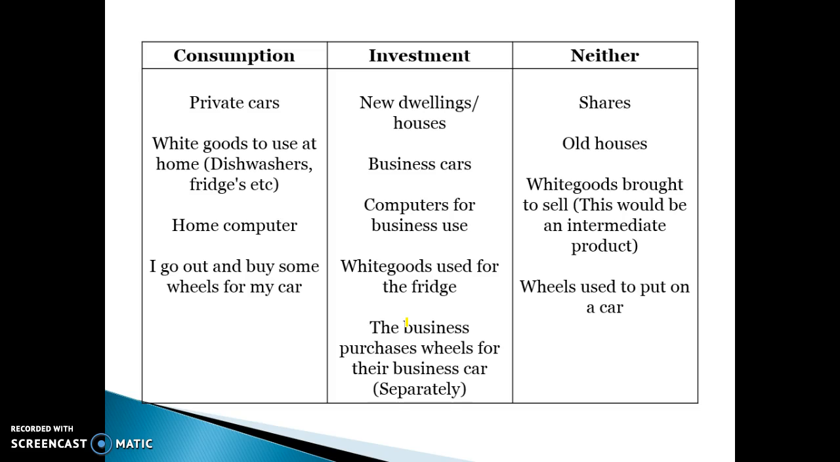Just a couple of things to be mindful of. Consumption expenditure: if you buy a private car, if you buy a white good for use in your home, like a dishwasher or a fridge, if you buy a home computer to use at home, if I go out and buy wheels for my new car, all that's private consumption expenditure.